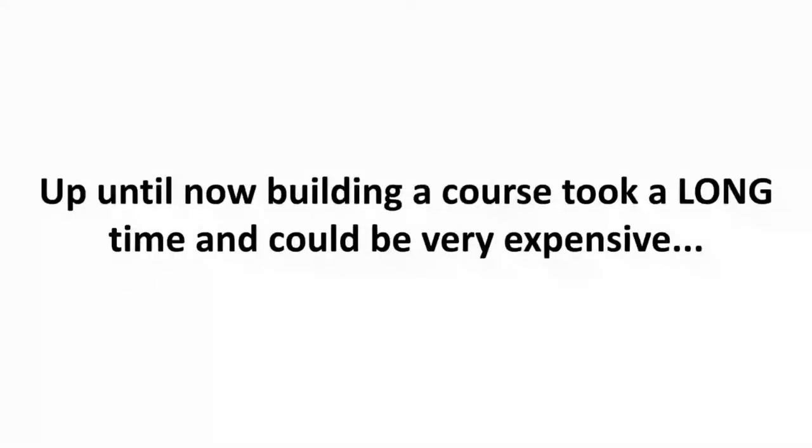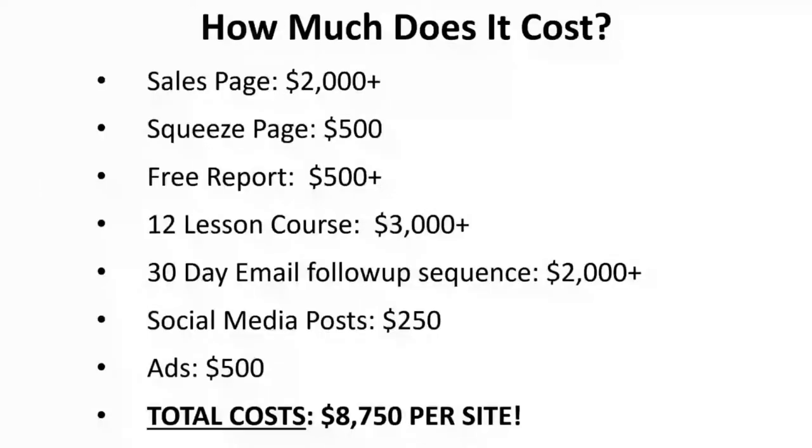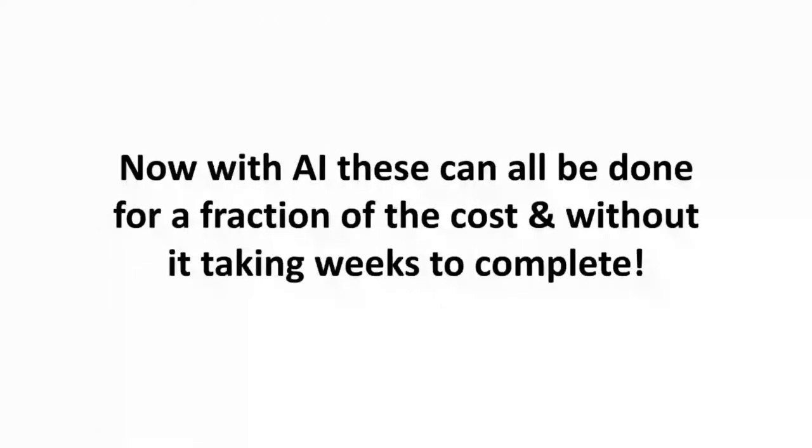Well, that's the beauty of this, because up until now, building a course like this took forever and was very expensive. This is a real example of how much it can cost to set up, build and launch a digital course business: $8,750 to get a site up, launched, and written, because you've got to write sales pages and opt-in pages. They call them squeeze pages, to get people to subscribe. We often give away free reports. We've got to create our course. We have email follow-up sequences and all the stuff you need to get started. That's usually what it costs. Now with AI, that can all be done at a fraction of the cost. And that's what Push Button AI is all about.